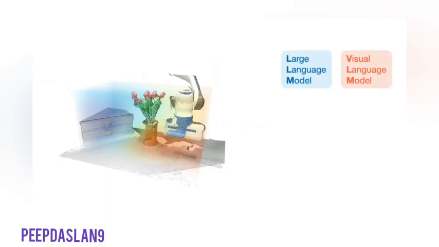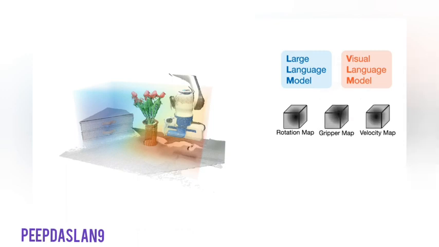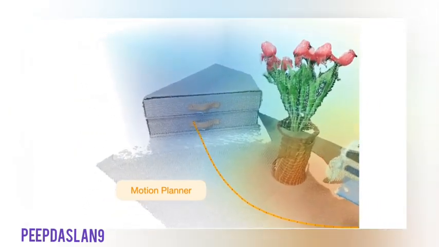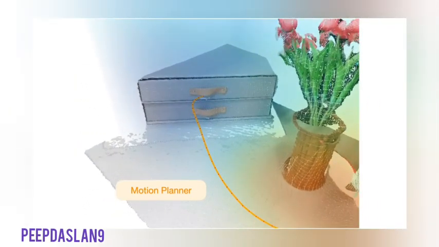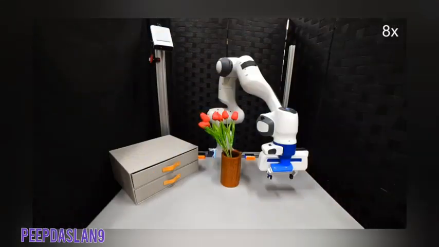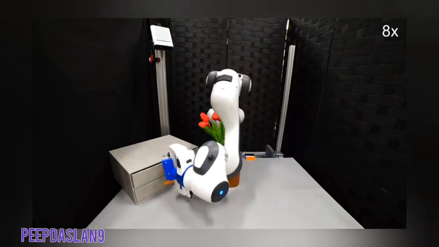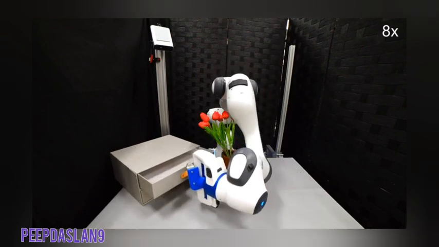Based on the task requirements, the language model and the visual language model can also synthesize rotation maps, gripper maps, and velocity maps. These maps are then used jointly by a motion planner to plan an SE3 end-effector trajectory with gripper actions. Finally, an operational space controller is employed to follow the trajectory to grasp the top handle. After that, new value maps are synthesized to enable the robot to open the drawer.